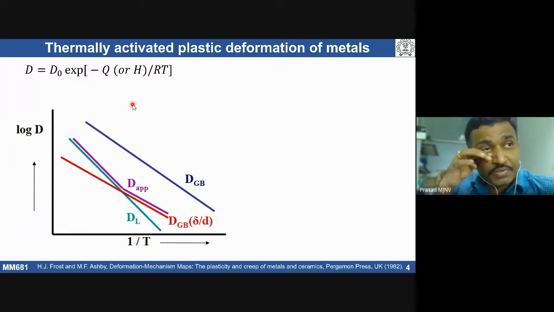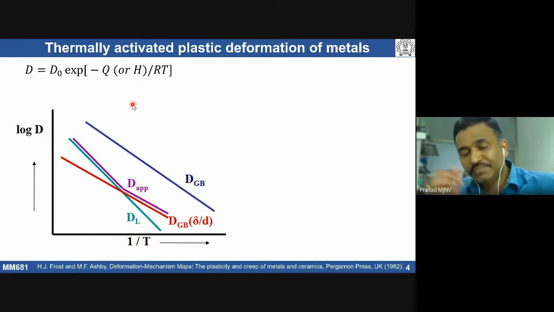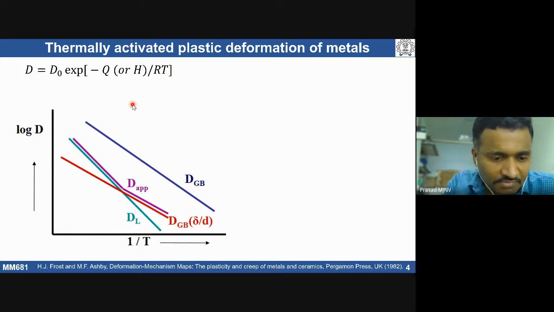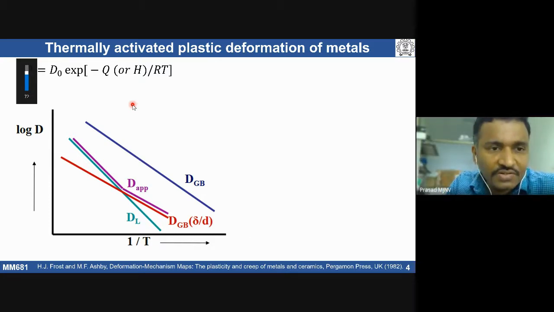So we do see different types of diffusions in materials. Can anybody name some different types of diffusions, or diffusivities, that we encounter in crystalline materials? Any idea? Self-diffusion. Okay, self-diffusion.